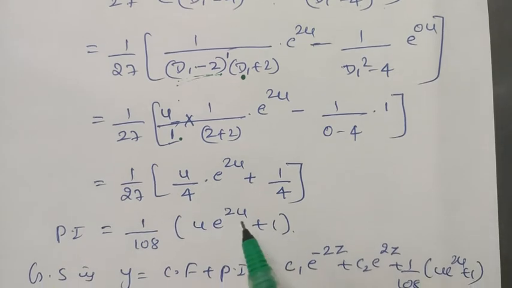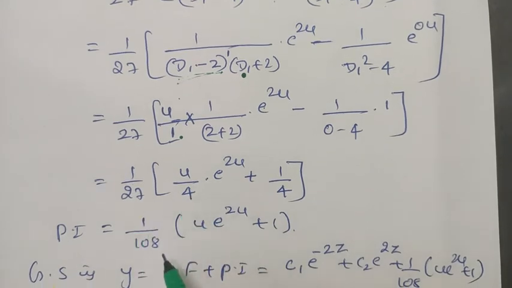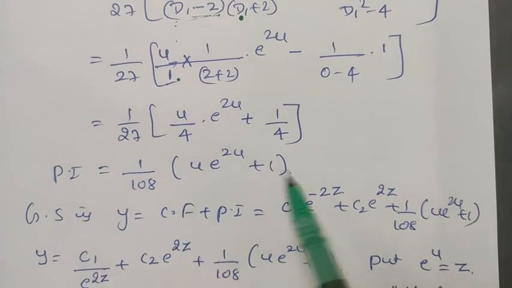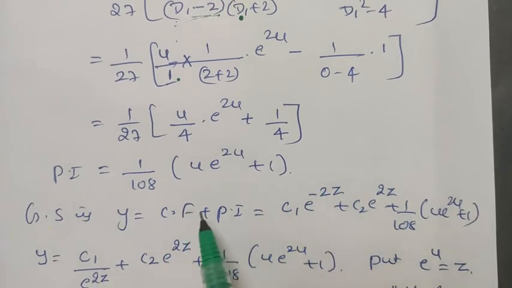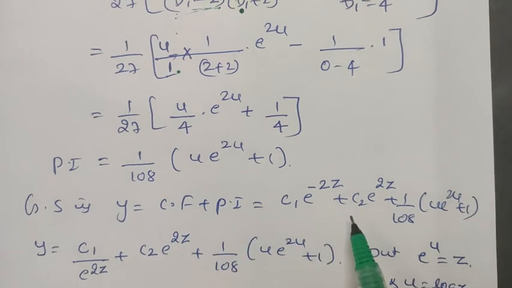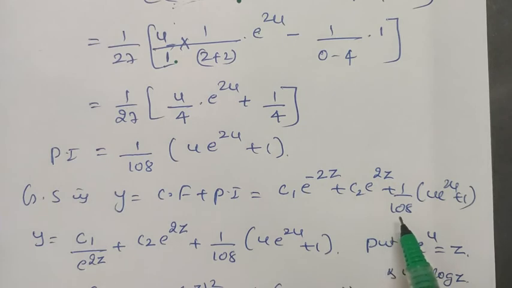4, minus minus plus 1 by 4. So it is 4 into 27 multiplied, 108, it is u into e raised to 2u plus 1. So it is the particular integral. You just add these two. The general solution is complementary function plus particular integral. So it is c1 e raised to minus 2u plus c2 e raised to 2u plus 1 by 108 u into e raised to 2u plus 1.